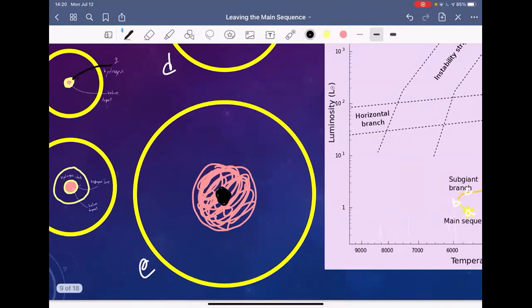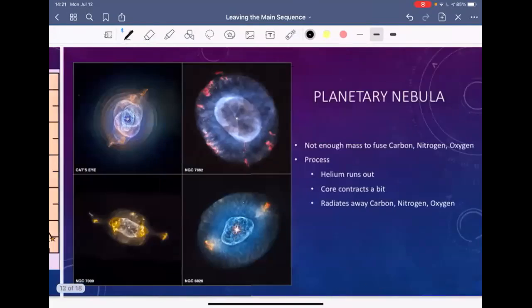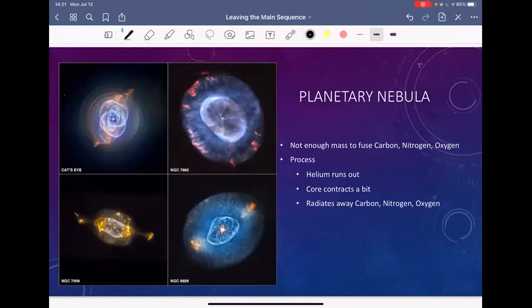And the issue is that we don't have enough mass to start fusing carbon. As a result, if we run out of helium to fuse, we can't fuse carbon, then there's no more outward pushing force. There's nothing more that's generating fusion inside our star. There's no helium fusing, there's no hydrogen fusing. There's just a dense block of carbon in the center of our star. What happens next? If there's no more fusion happening, that's what leaves us with what we call a planetary nebula.